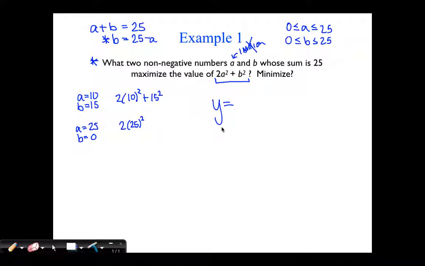Let me say that y is the value of this sum, and then I'm going to graph y against whatever letter I'm left with. But we decided that instead of having 2a squared plus b squared, I don't have to have a y-axis and an a-axis and a b-axis. A and b are related, so I only have to write one of those two. B is the same as 25 minus a. So that means this expression is the same as this, 2a squared plus 25 minus a quantity squared.